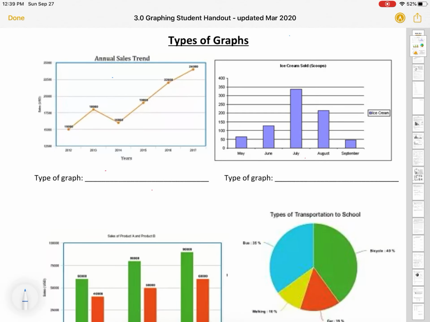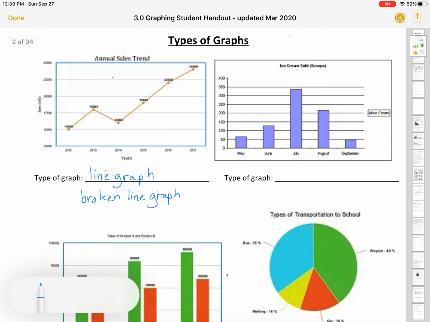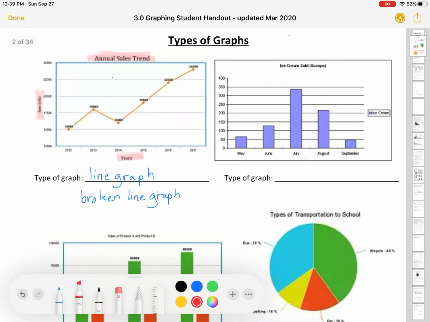This first graph that we have is a line graph. More specifically, it's a broken line graph, because the graph is not one straight line. So we have changes and shifts in it. One thing you notice about this graph is that we have a title, we have the axes labeled on the graph, so that tells us what each axis is measuring. And all graphs should have a title so that we can understand what's going on.